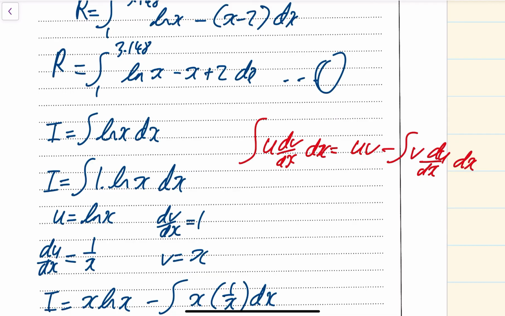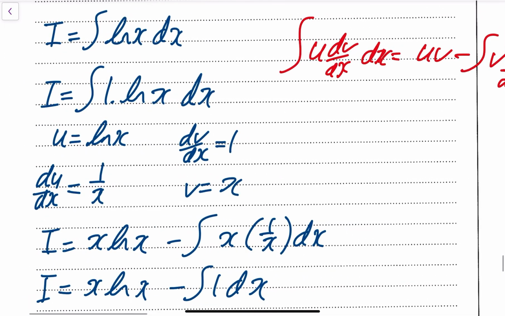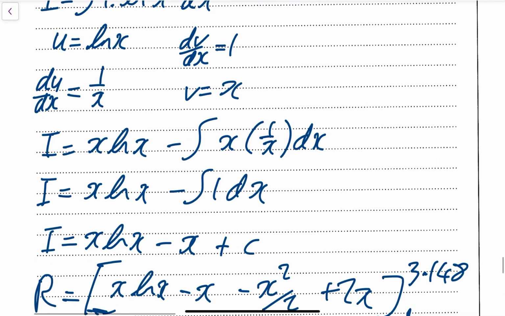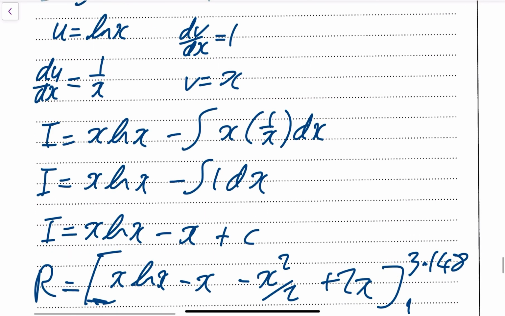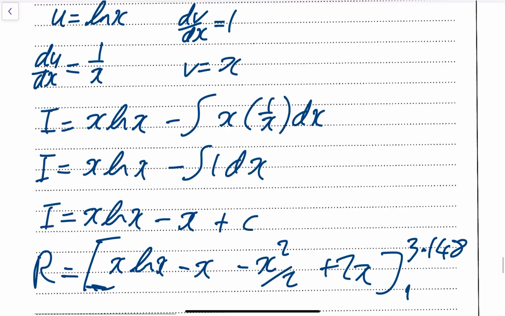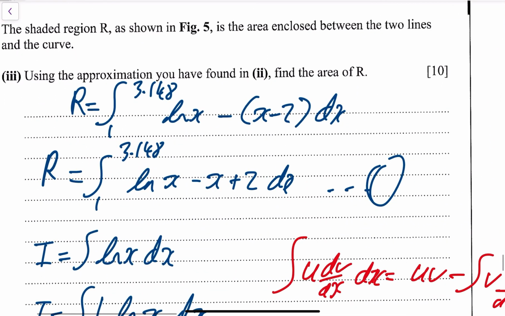So that means you rewrite your ln x as 1 times ln x. So your u is ln x, your dv by dx is 1, and then you can differentiate your u to get 1 over x, integrate your dv by dx to give you x, and then that gives you x ln x minus the integral of x times 1 over x dx, and that means x ln x minus the integral of 1, so that's x ln x minus x plus c. Okay, now go back to this.